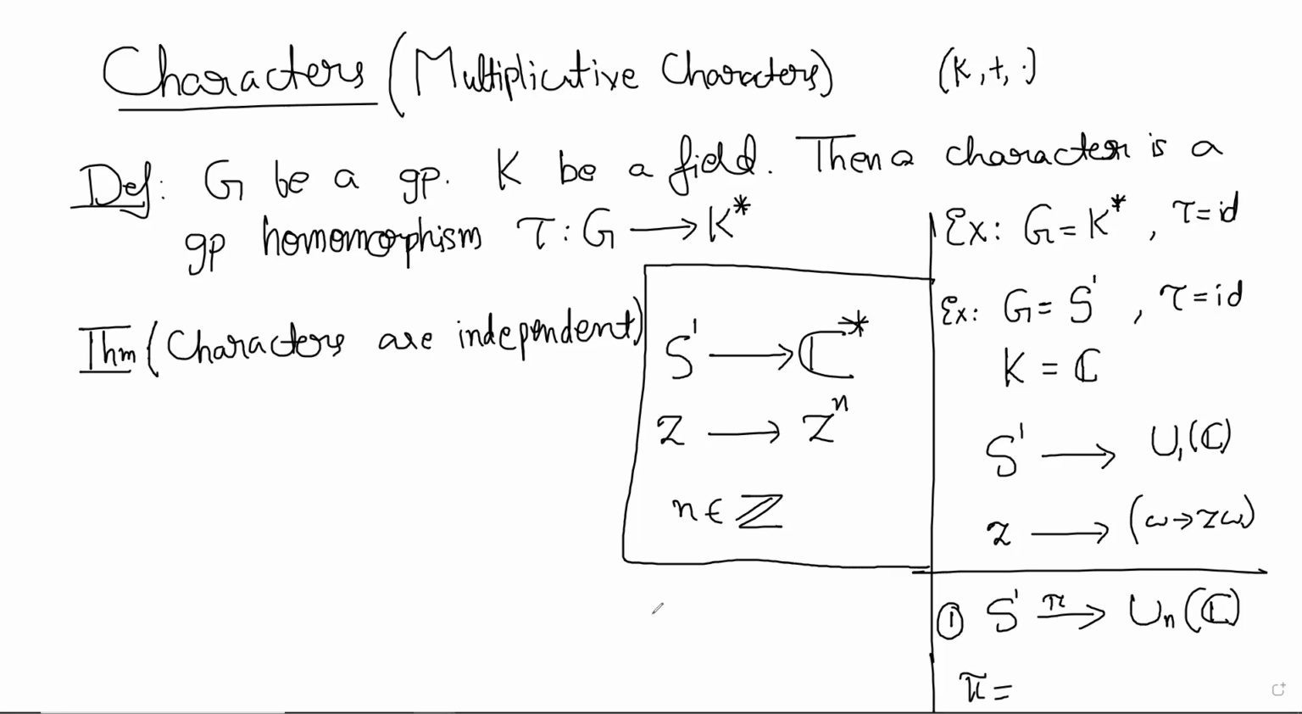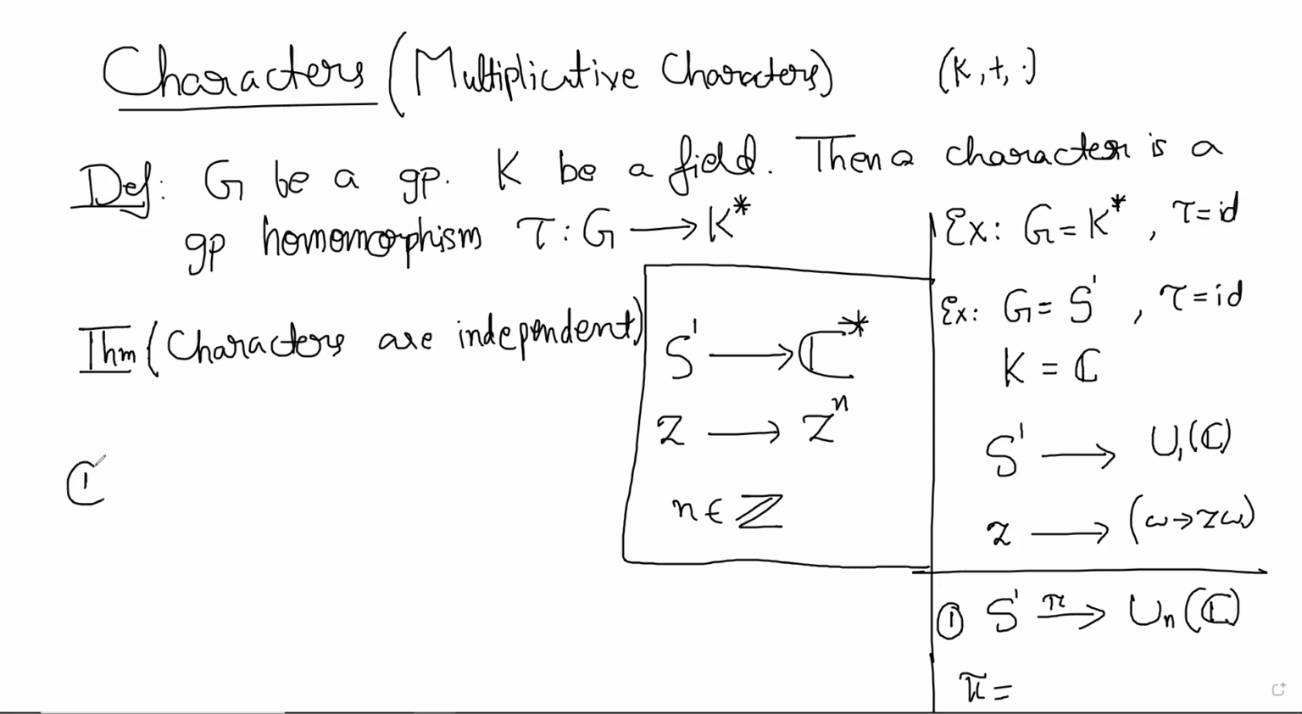Please stop me if something is not clear. Okay. So these are characters, right? And basically the claim is that these are all the characters from S1. These are the only characters: z going to z to the power n for some integer n. Now, this is number one, that these are all the characters.